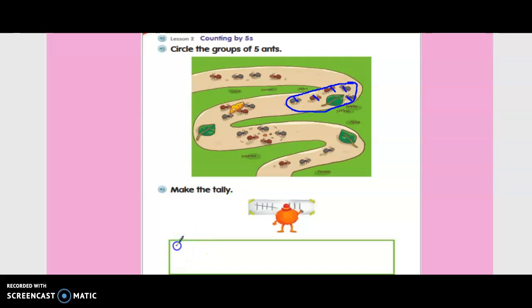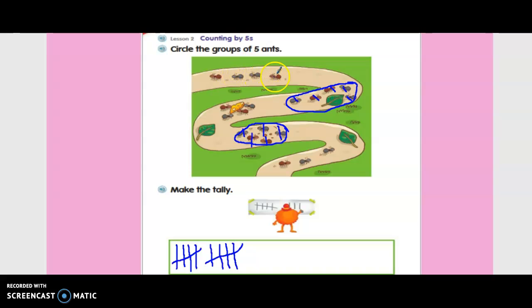So we're going to make tallies for this group. So 1, 2, 3, 4. And then remember, when we get to 5 with tallies, we connect them all and we do a line across. So there's a group of 5. So 5 for that group. And then let's see, 1, 2, 3, 4, 5. There's another one. So there's that group. Are there any other groups of 5 ants?